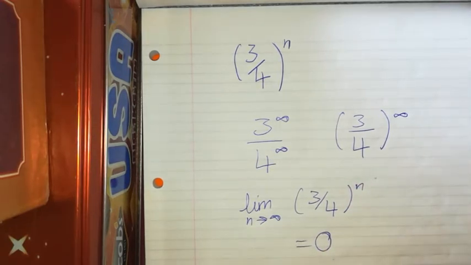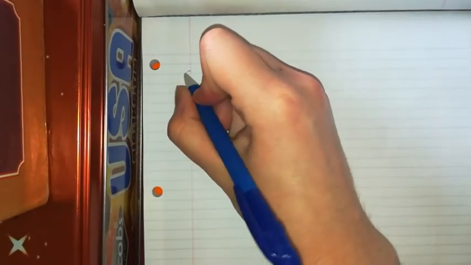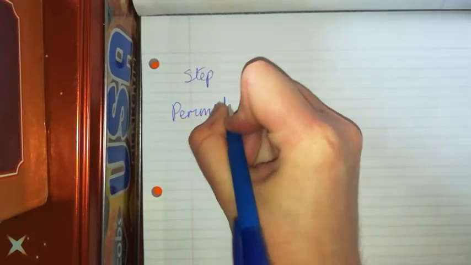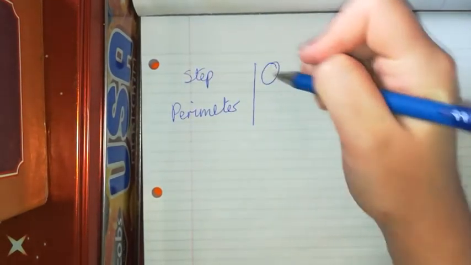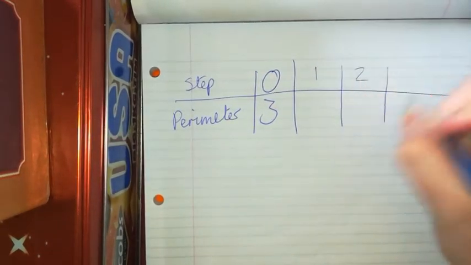And then the side in step number 0. So now they're doing a step and a perimeter. So in step number 0, the perimeter is 3. So step number 1, 2, 3, 4.